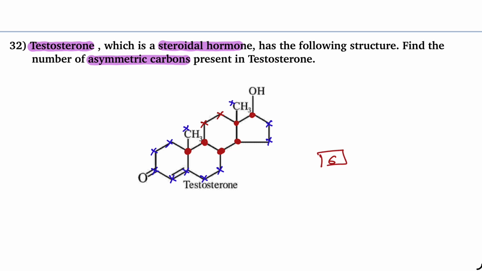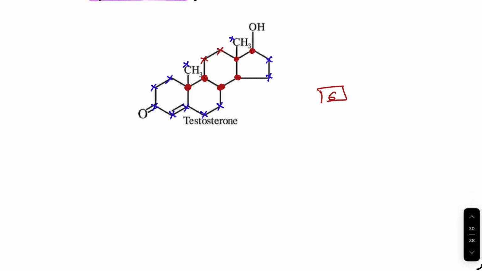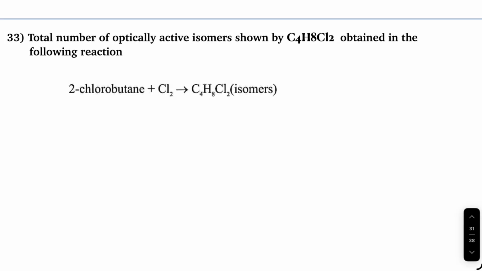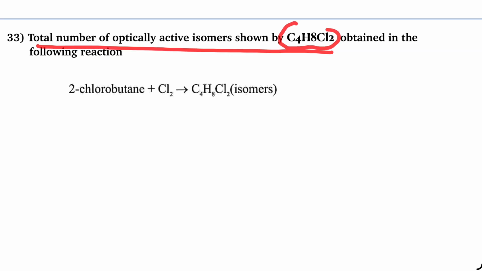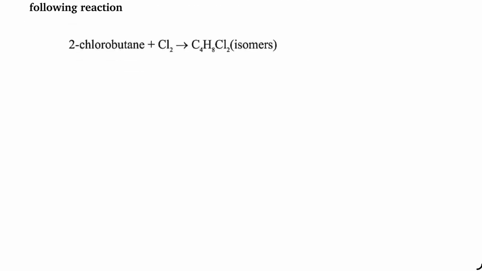If you know the definition of chiral carbon, this question will be the easy one because the structure was also provided. In the next example, the total number of optically active isomers shown by C4H8Cl2 obtained in the following reaction. You are taking 2-chlorobutane. 2-chlorobutane, it is optically active. It is subjected to monochlorination.